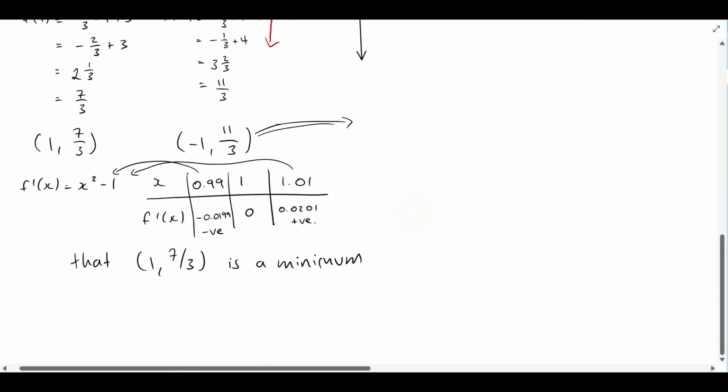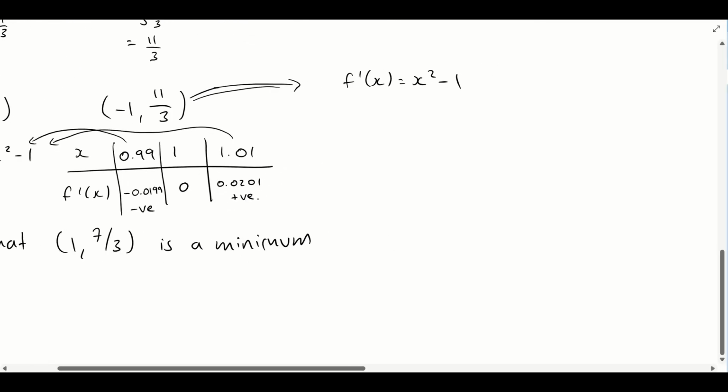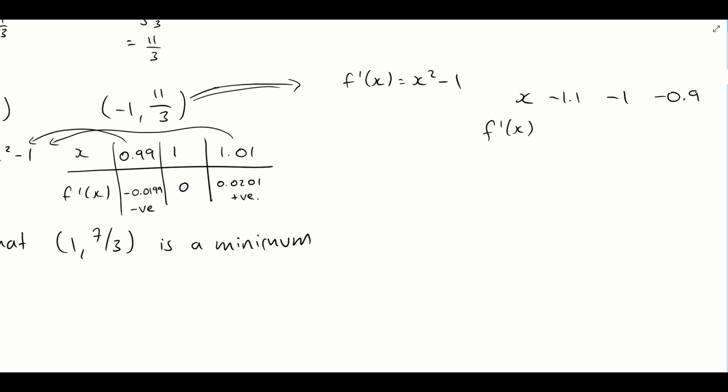When x is negative 1. So remembering again that the derivative of f(x) is equal to x squared minus 1. That's going to tell us what the gradient is at any point. And we want to know what the gradient is when x is just either side of minus 1. So we might pick minus 1.1 and minus 0.9. We want to know what the derivative is at these points. We know that at negative 1, the derivative is going to be 0, because it's a critical point.